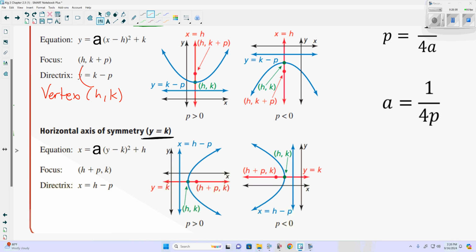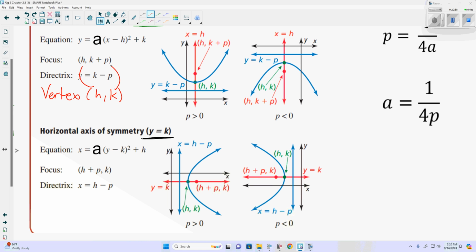From here to here, h to h, does the x value change? No. If the x value doesn't change, it means I'm looking at y equals, because the vertex, I have k, here I have k plus p. Doesn't matter what p is, that number is going to change. Do we see that there?